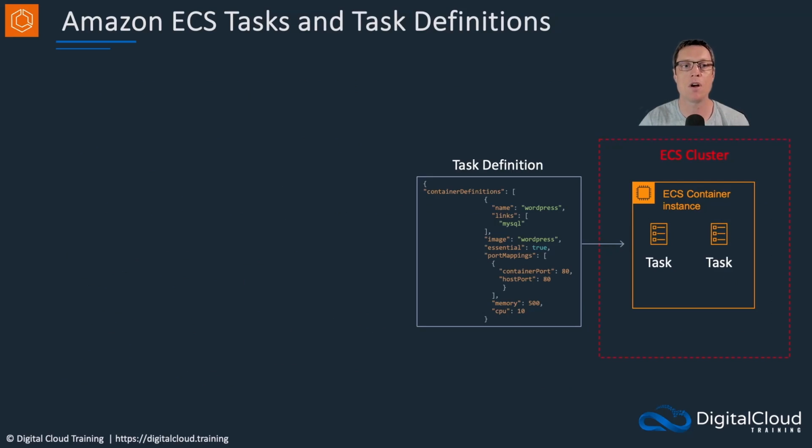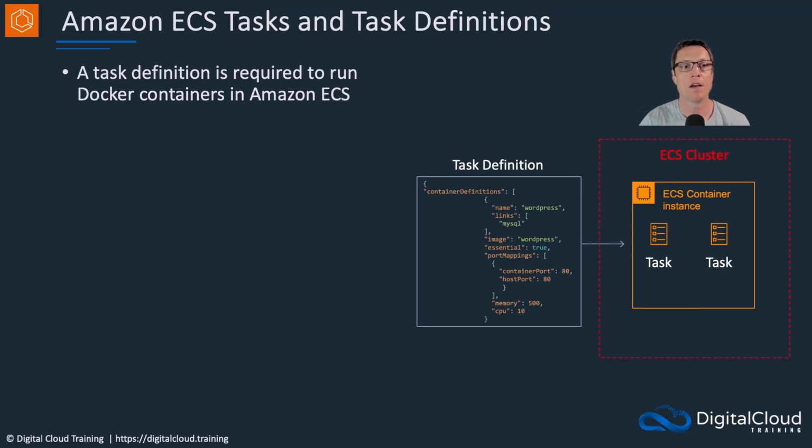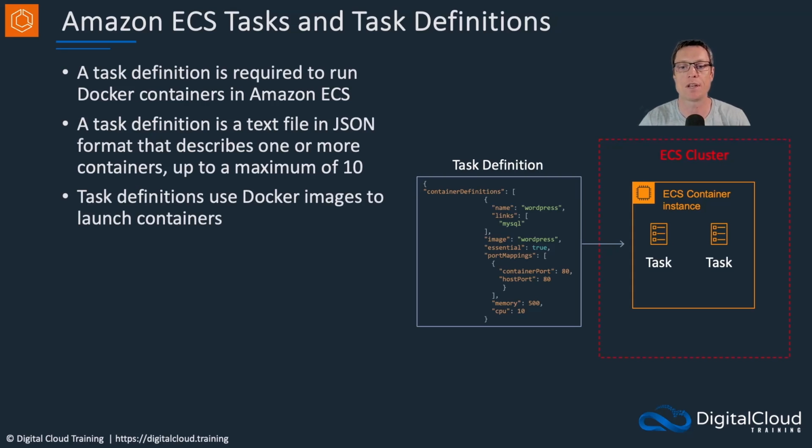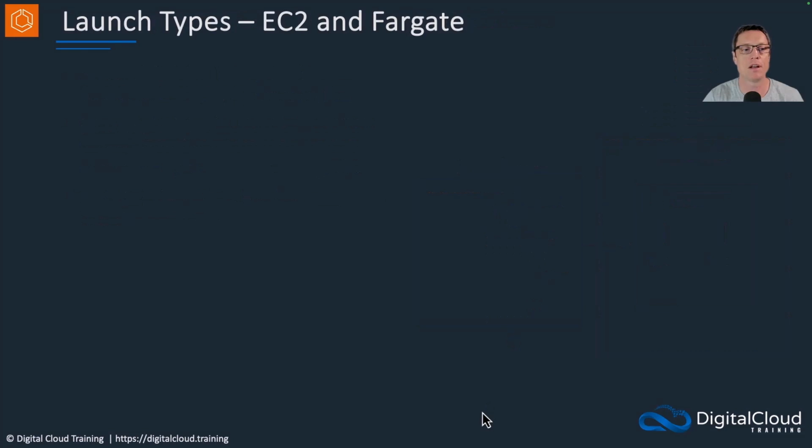Moving on, back to tasks and task definitions. So the task definition is required to run Docker containers in Amazon ECS, and it's a text file written in JSON format that describes one or more containers up to a maximum of 10. Task definitions use Docker images to launch the containers, and the image name is referenced within the task definition itself. The two different launch types are EC2 and Fargate. Very important to understand the differences between these.